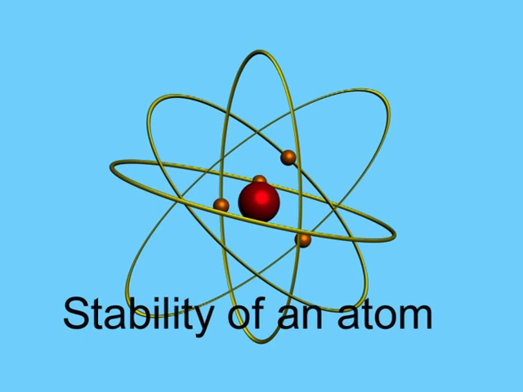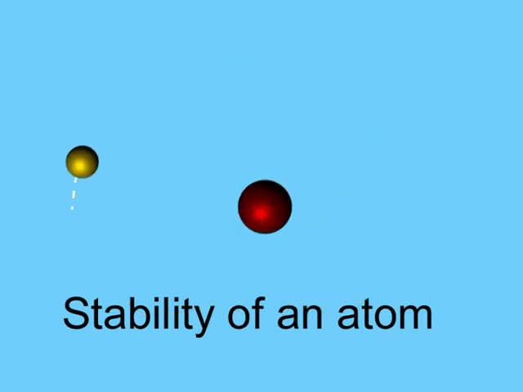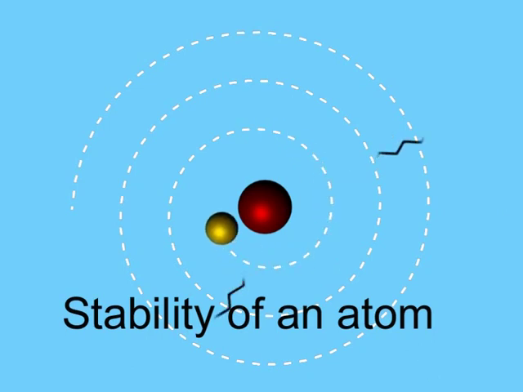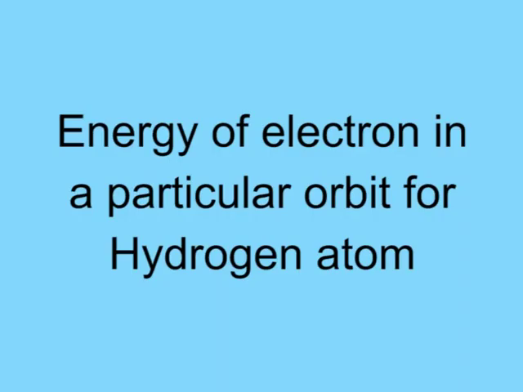According to Bohr's theory, an electron cannot lose energy as long as it stays in a particular orbit. Therefore, the question of losing energy continuously and falling into the nucleus does not arise. Let us calculate energy of electron in a particular orbit for hydrogen atom.